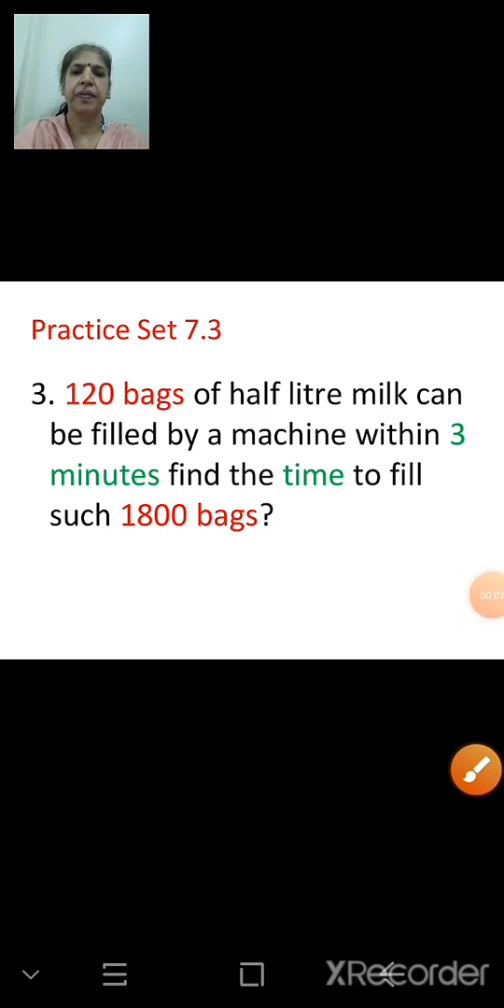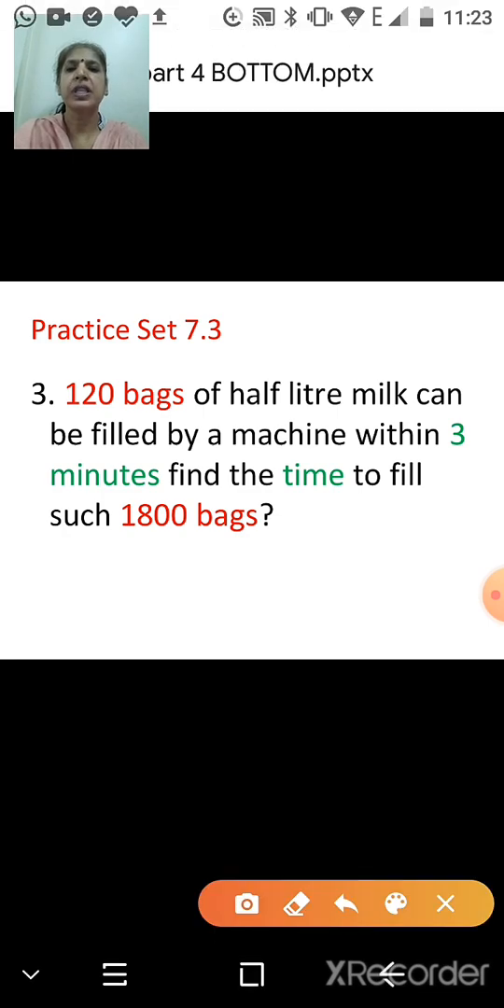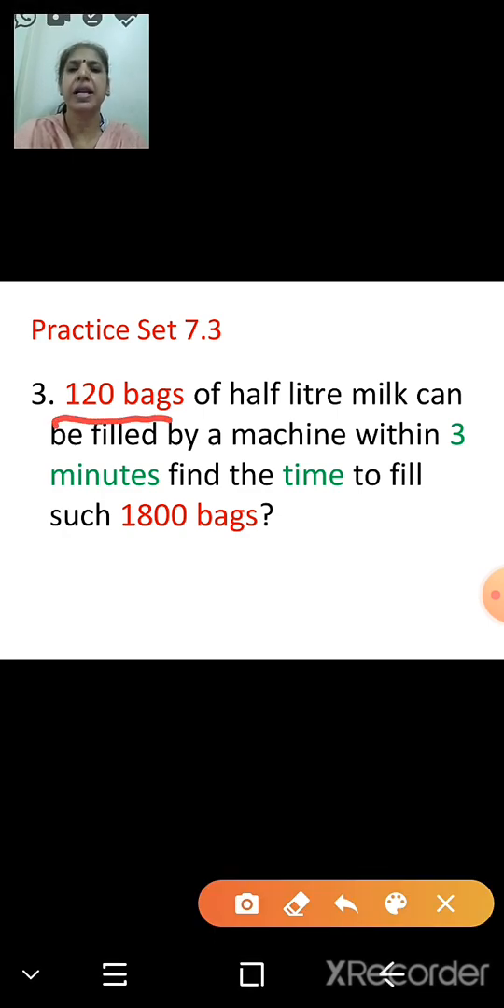Next question. 120 bags of half-liter milk can be filled by a machine within 3 minutes. Find the time taken to fill 1800 such bags. So what is given? 120 bags of half-liter milk can be filled by a machine in 3 minutes. And what we have to find? We have to find the time taken to fill such 1800 bags.